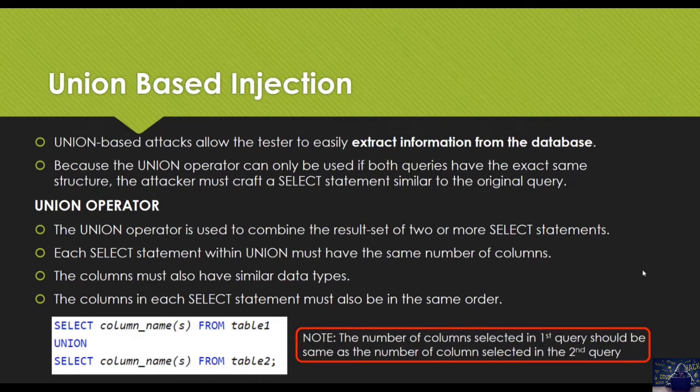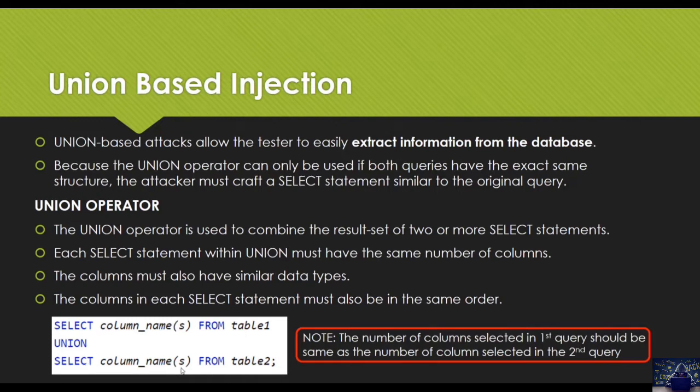So now let's learn what is a union operator. The union operator is used to combine the result set of two or more select statements. Each select statement within union must have the same number of columns. The columns must have similar data types, and the columns in each select statement must also be in the same order.